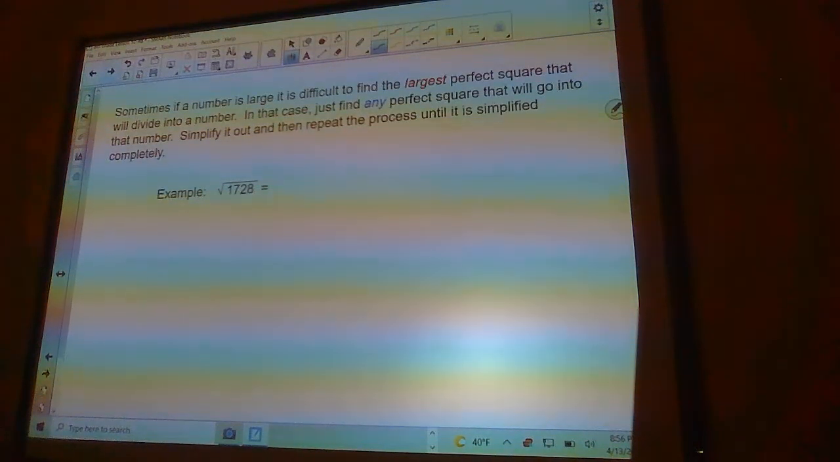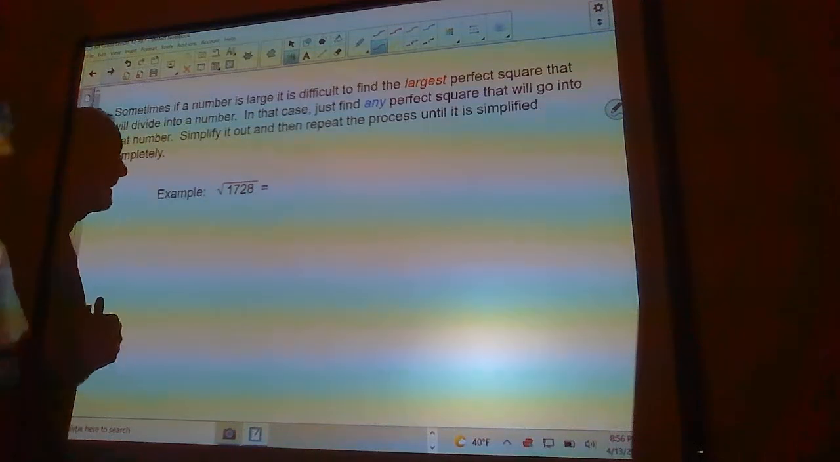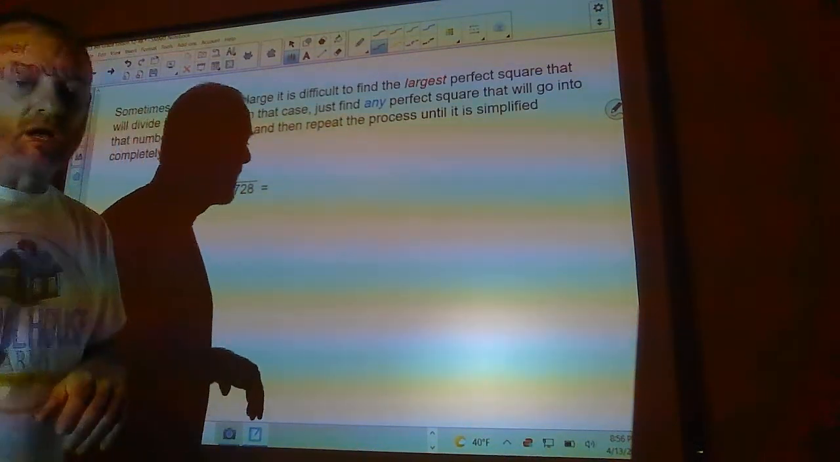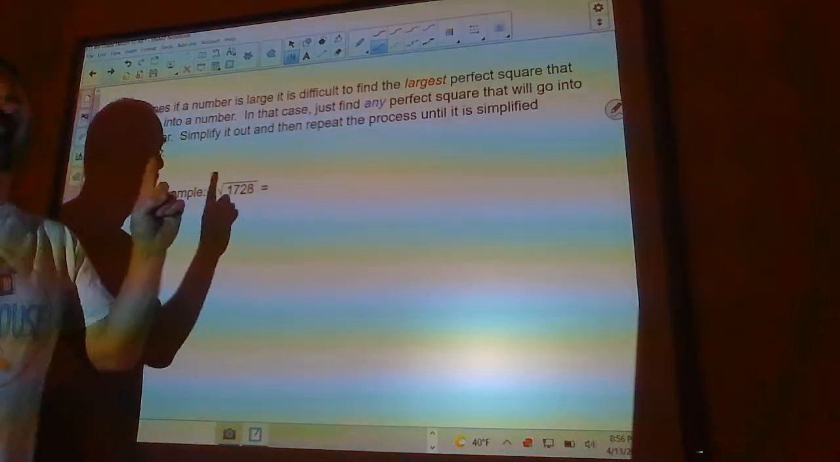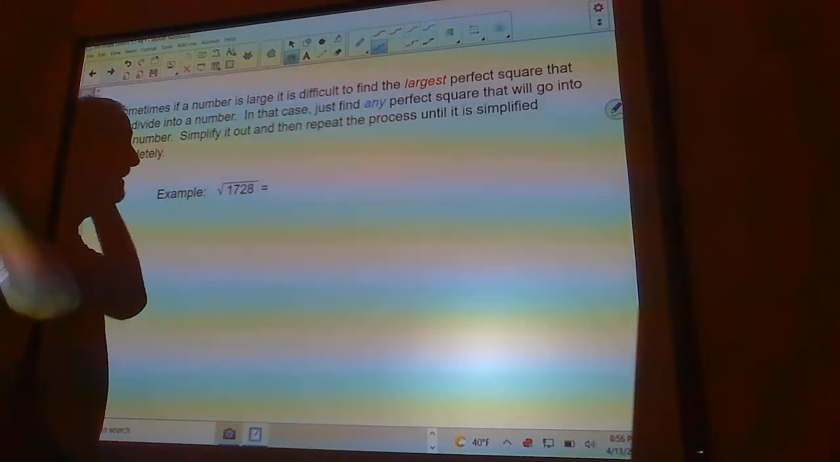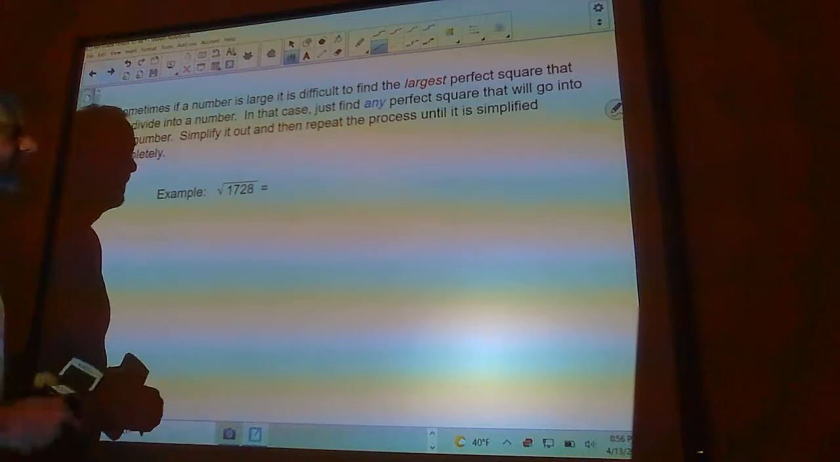Sometimes if a number's large, it's difficult to find the largest perfect square that will divide into the number. So in that case, we're just going to look for any perfect square we can find and divide that in there. Like 1,728, that's a pretty big number. If you can find the biggest perfect square, then you're only going to have one step to do it. But I might need more than that. So here's what I can look at.